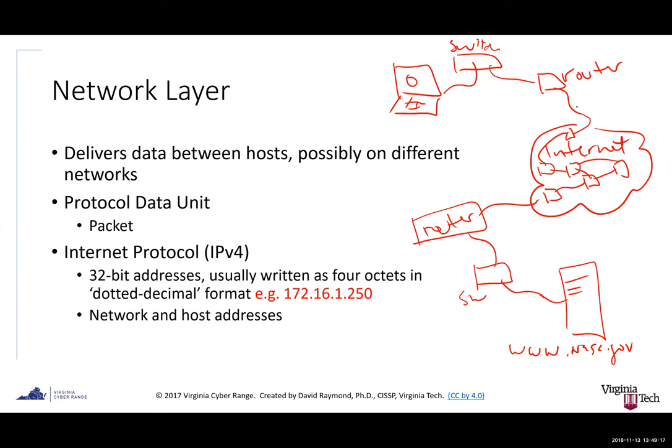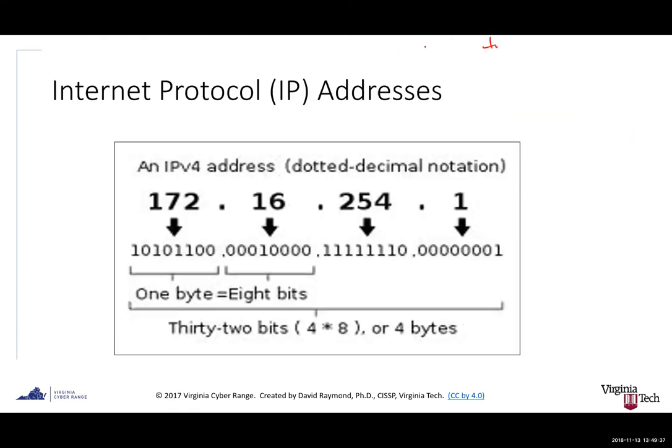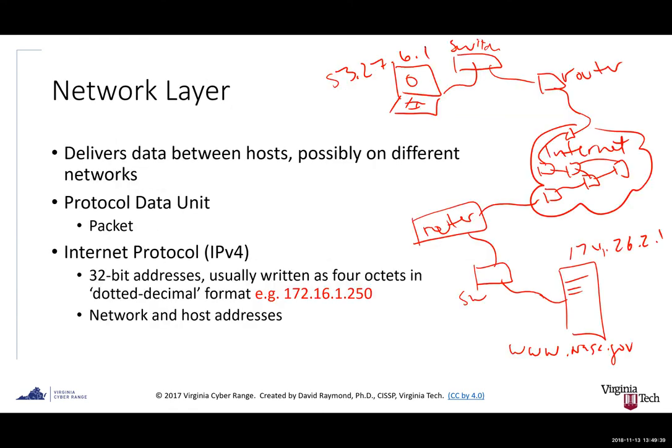And so each one of these devices is going to have an IP address. NASA.gov might be 174.26.2.1. Completely making that up. We'll look later at how you get that kind of data. My computer might be at 53.27.6.1. And so the network layer delivers data between hosts, possibly on different networks.